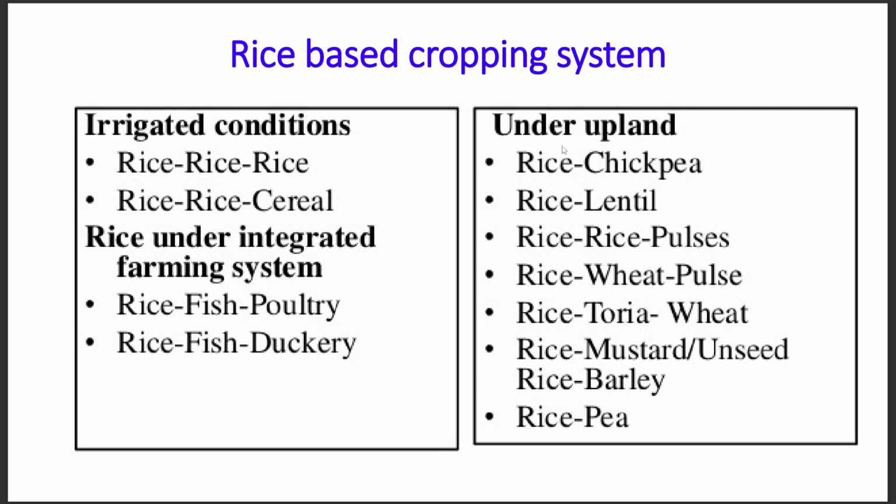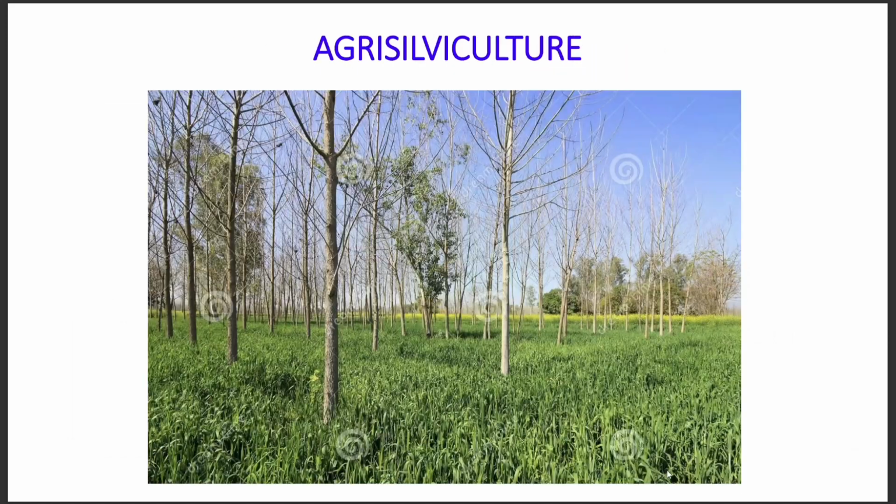And under upland condition we have rice, chickpeas, legume crop, and we have lentil and rice pulses. We have rice wheat pulse, rice toria wheat, rice mustard or oilseed. It will be linseed, I guess, and rice barley and rice pea.